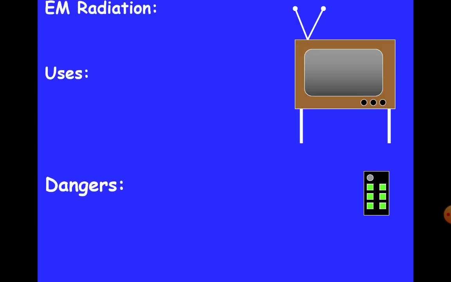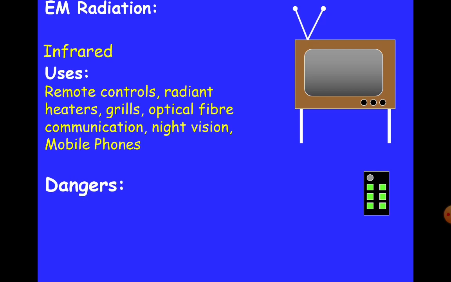Some uses of infrared are: we use remote controls for the television. We use radiant heaters and grills. You might have seen them maybe in restaurants. Also, we can use them in optical fiber communication, night vision. We use them in mobile phones, and some dangers are skin burns.